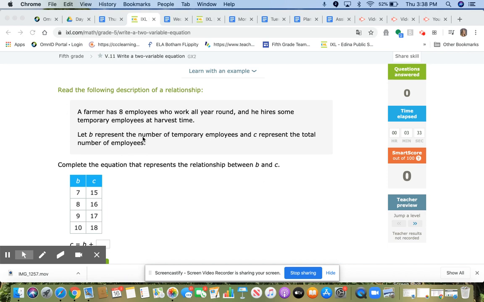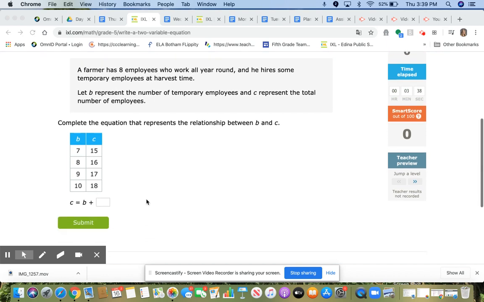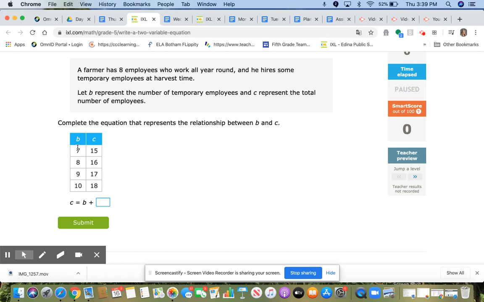Now, you might be a kid who can just read this relationship and figure out exactly which operation you need to use. I like to double check my numbers in the table before I type in what my equation is. So in this equation, C equals B plus what? Okay, so if I have C, here my C is 15. 15 equals 7 plus how many? 7 plus how many equals 15? What's the answer? Plus 8.